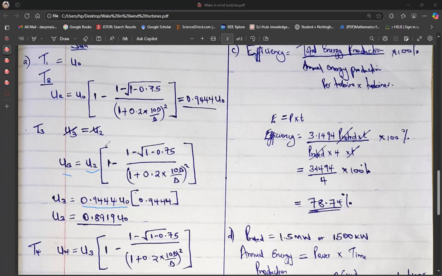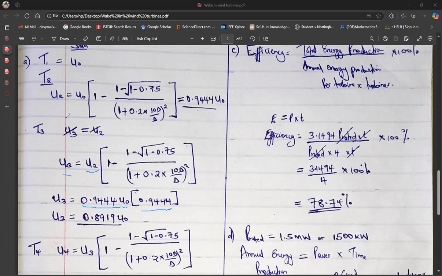And then now the normal calculation here. We shall notice that we are still using 10D, because we are dealing with the distance between U2, which is causing the wake, and U3. So the distance between U2 and U3 is just 10 diameters apart. So we shall just have the calculation. In the bracket, we get 0.9444 still. So when you multiply them, you get U3 being 0.8919 U0.